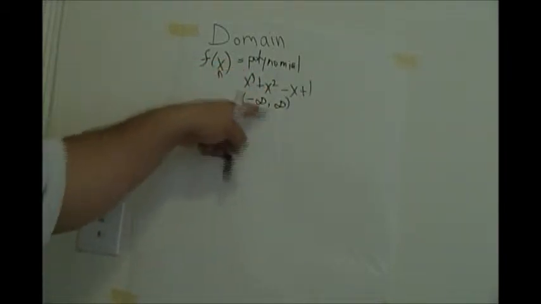That means all negative values and all positive values. So it's really another way to say all real numbers. Sometimes they do that, but a lot of times they use this ordered pair kind of thing, negative infinity to infinity.